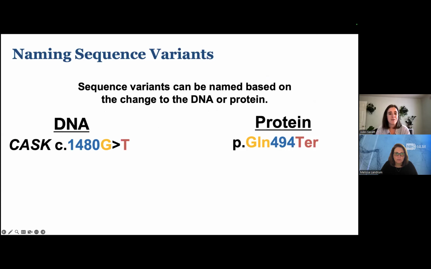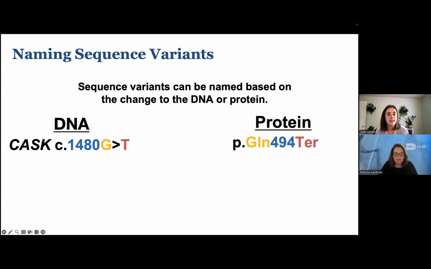This will be important for when we get to how to search ClinVar, but we can name variants in a couple of different ways. So for sequence variants, or those small, single, or few letter differences, we can name them based on the DNA change, or we can name them based on how they change the protein. So remember, our DNA codes for proteins. So if we have a change in our DNA, it might change what that protein looks like too.